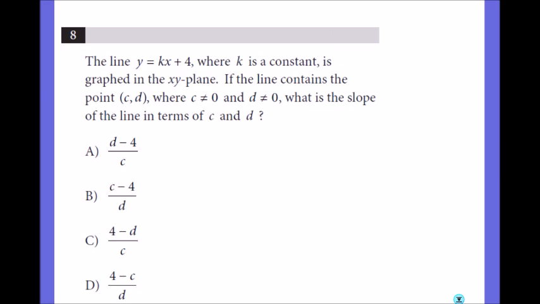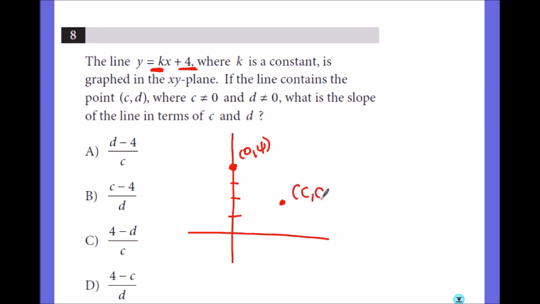Number 8. The line y equals kx plus 4, where k is a constant, is graphed in the xy-plane. If the line contains the point (c, d) where c and d are not equal to 0, what is the slope of the line in terms of c and d? So we just need 2 points to get the slope. And here, as you can see, this is the slope, and this is the y-intercept. So I know I have (0, 4). And I don't know where (c, d) is. Let me just go ahead and put it here. Here's my c and d.